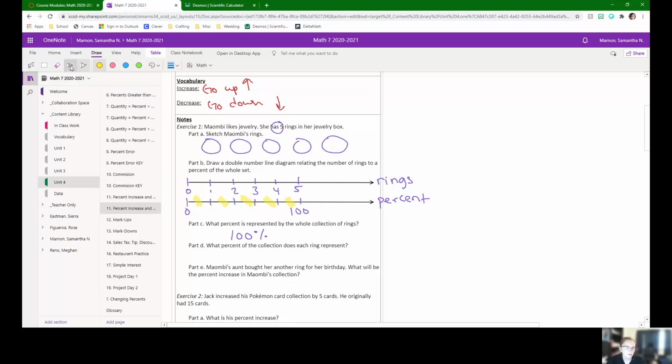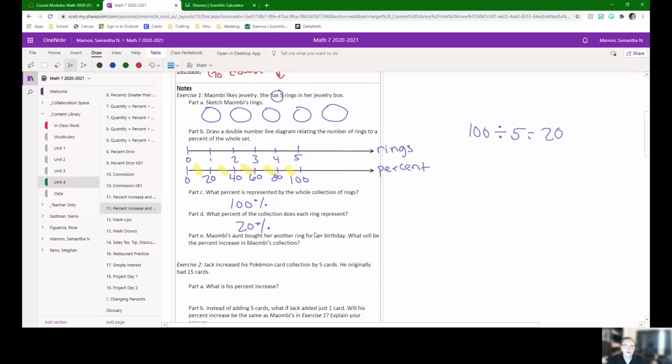To figure out what percent each is, we need to split 100 into 5, and split is division. So each section is going to be 20%. This is 0, 20, add another 20, 40, 60, 80, and then add another 20 gets us back to 100. So each ring is 20%.